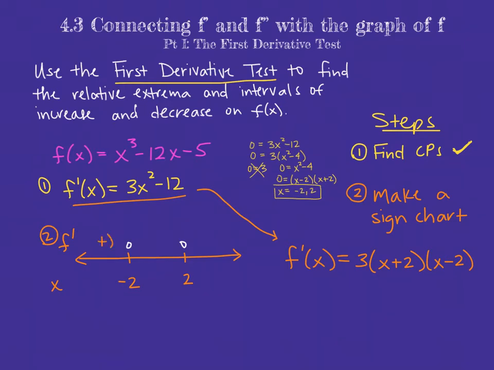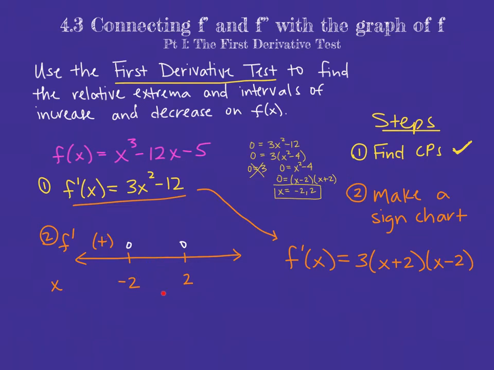Now let's say you didn't plug it into the factored form that I had in orange. You plugged it into the non-factored form in yellow. You'd have 3 times -10 squared. That's 100 times 3, that's 300, minus 12. That's a huge positive number. So either way, you get a positive output.